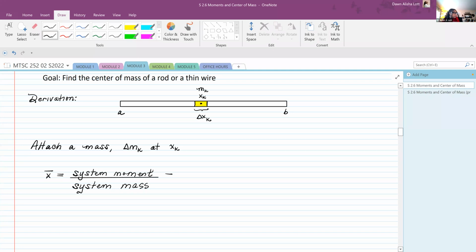We already found the system moment. The system moment is the sum k equals 1 to n of xk, and now I want to multiply it by this little bit of mass. So it's going to be delta mk. So that's a little bit of mass.